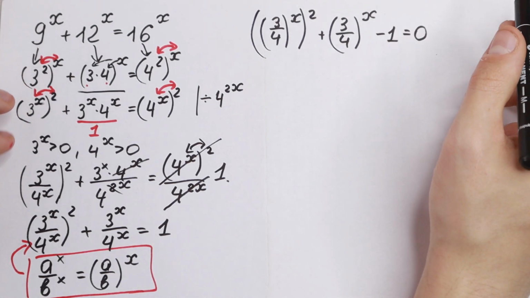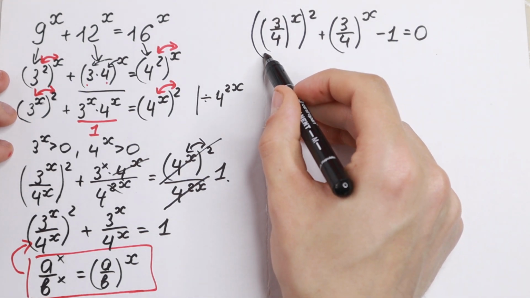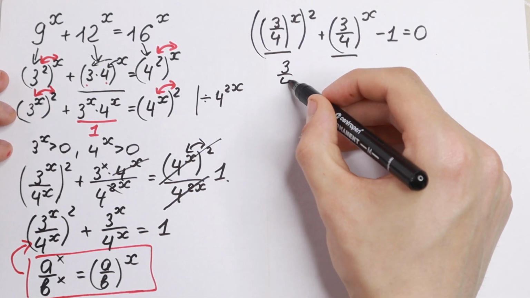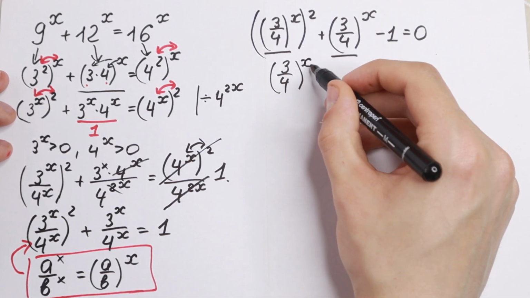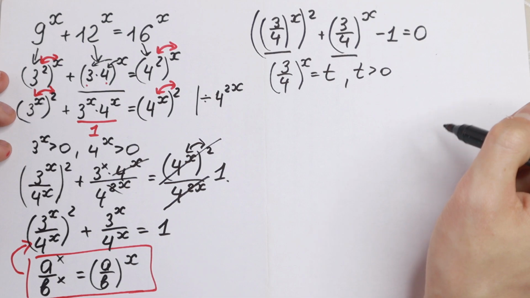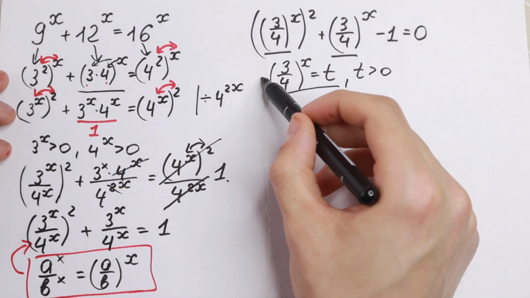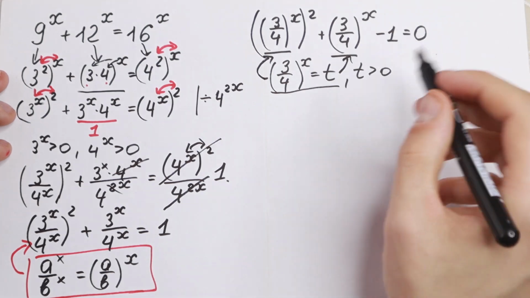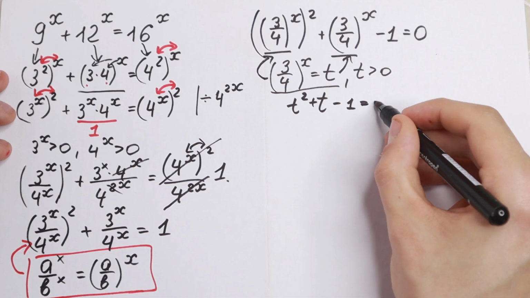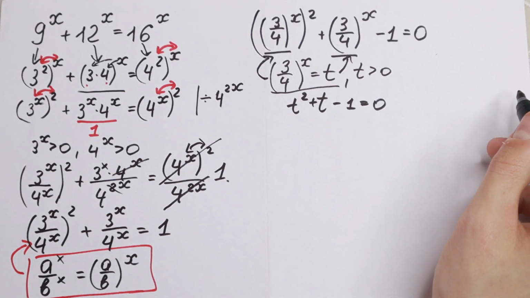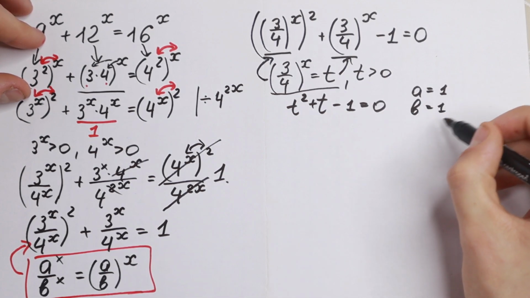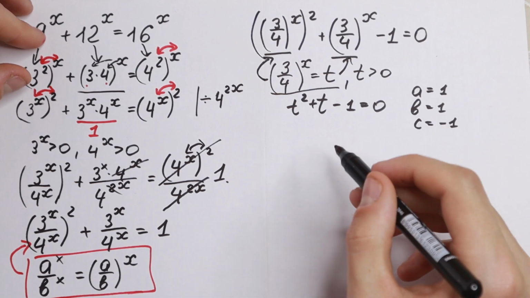So what are we going to do next? Take a look. We have a really interesting case, because right here we have the same element, and it's not hard to see that this 3 over 4 to the power x, for example, will be our t, and moreover t is greater than 0 because we have an exponential function. So this is our t, we put t right here and right here. We will have an interesting equation, t square plus t minus 1 equal to 0. So we have a equal to 1, b equal to 1, and c equal to minus 1, and we find our t1 and t2.